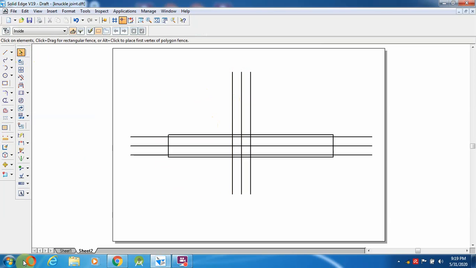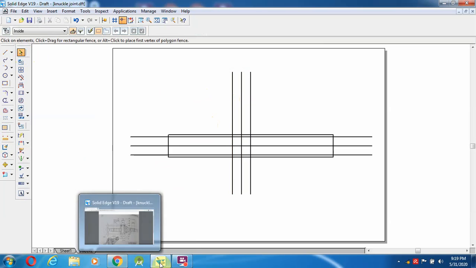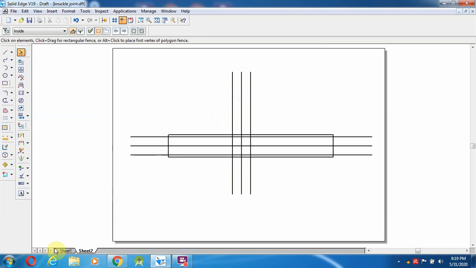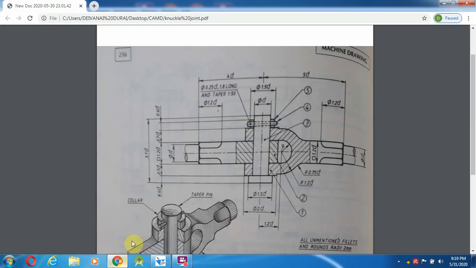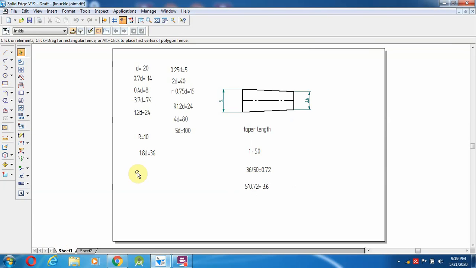After drawing this 10 mm, then we will go to draw the pin head. So the pin head diameter is 1.5d. So go over here, what is the 1.5d we found over there. 1.5d is the 30 mm.